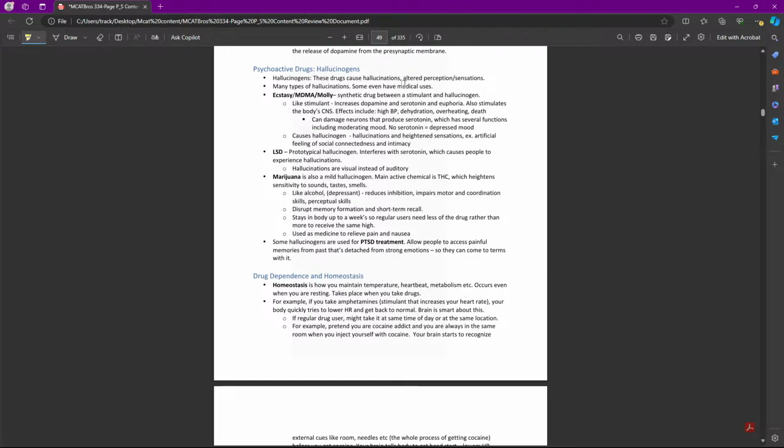Like alcohol, marijuana reduces inhibitions, impairs motor coordination, and disrupts memory formation and short-term recall. It stays in the body for weeks, so regular users need less of it. It's used as a medicine to relieve pain and nausea. Some hallucinogens are used for PTSD treatment, allowing people to access painful memories.